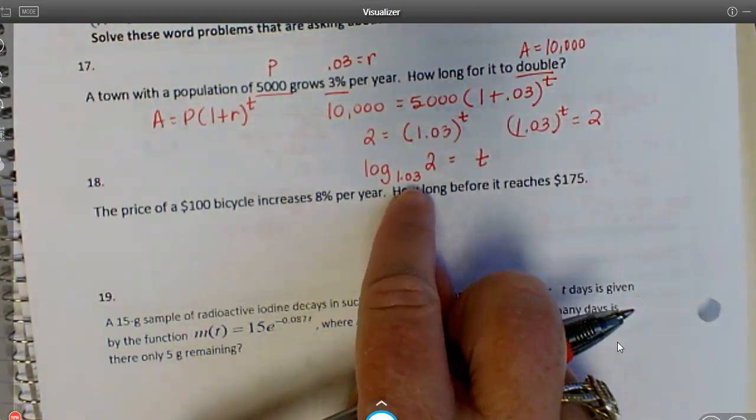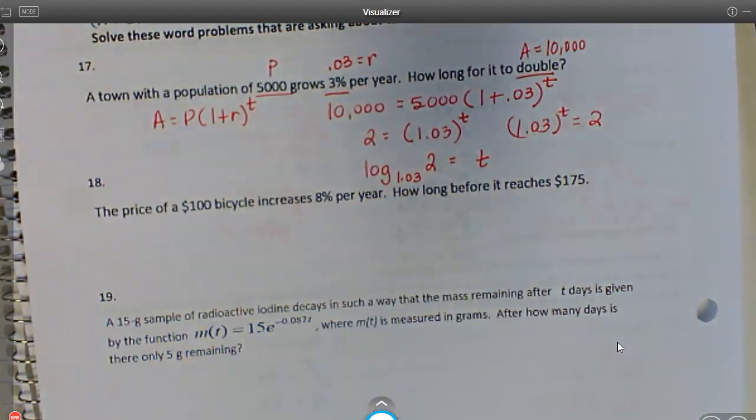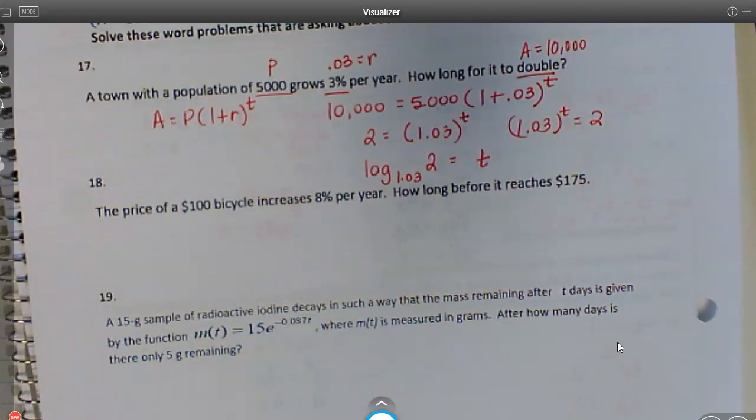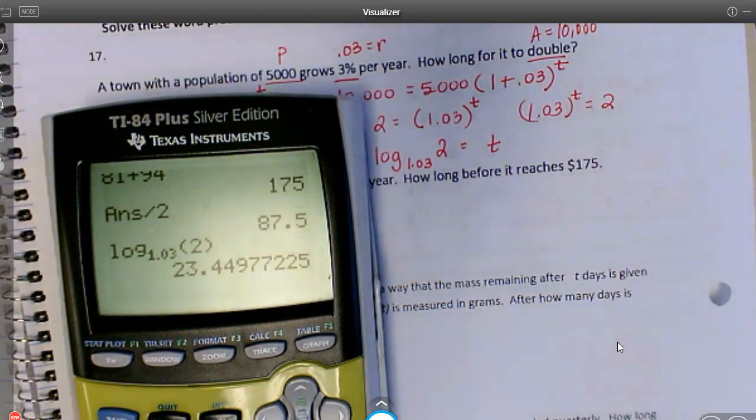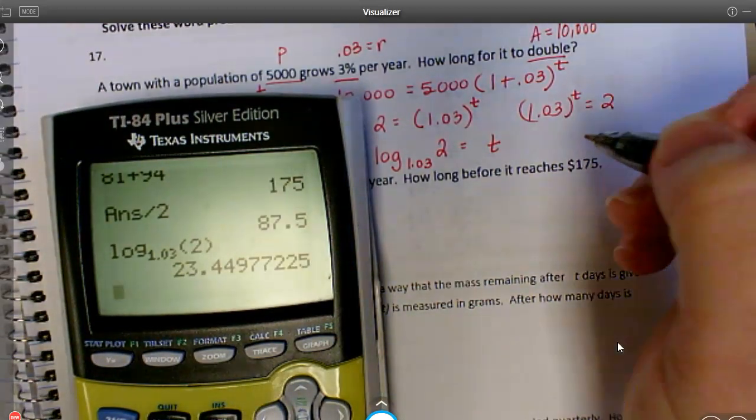So that right there is what we would put in the calculator in order to find out how long it would take this population to double. So you either go to the calculator or go to Desmos to plug that in. And that would be log base 1.03 of 2. So in the calculator it looks like that. And so it's going to take about 23 years.